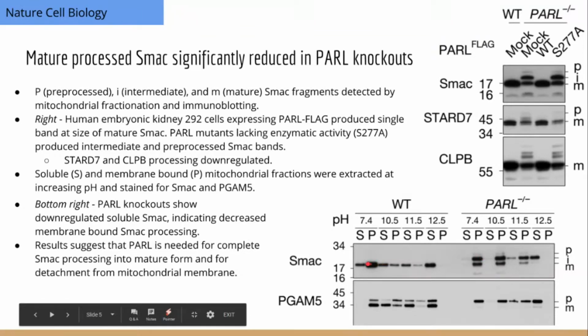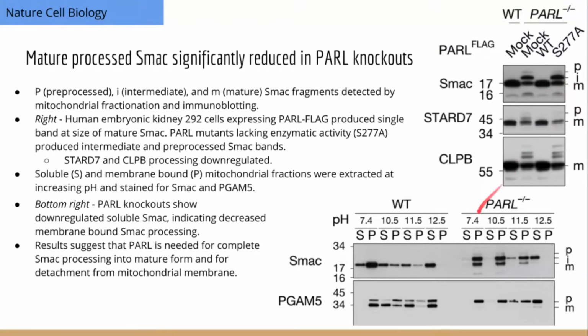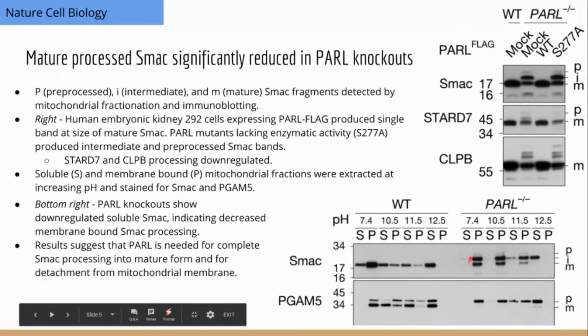So we see over here that when PARL is wild type, there's plenty of soluble Smac that is at the mature size. So we have large full-sized Smac in the wild type condition. So PARL is not only needed for the cleavage of Smac into the mature form, but it's also needed for the dissociation of Smac from the membrane so it can be solubilized and subsequently released through the mitochondrial outer membrane pores.